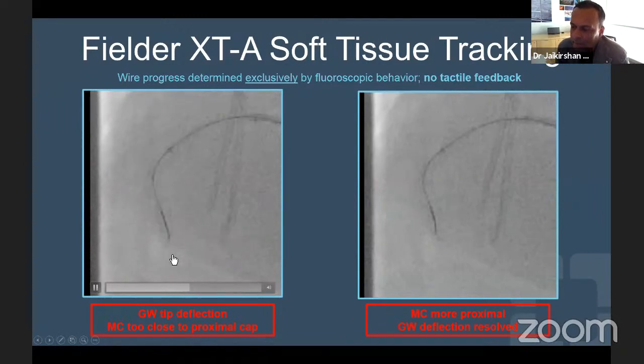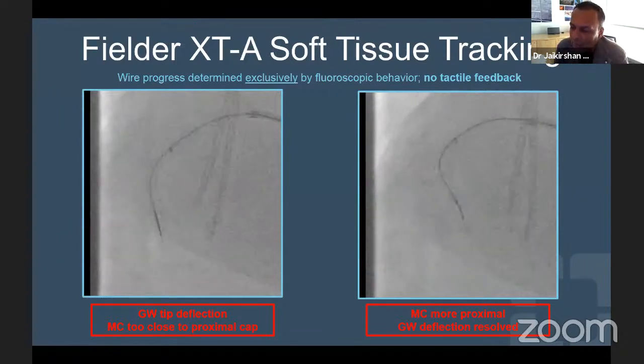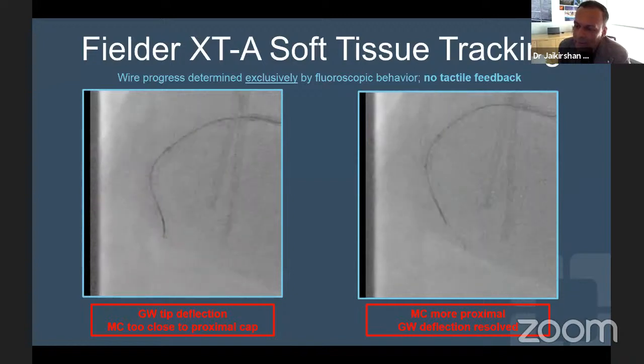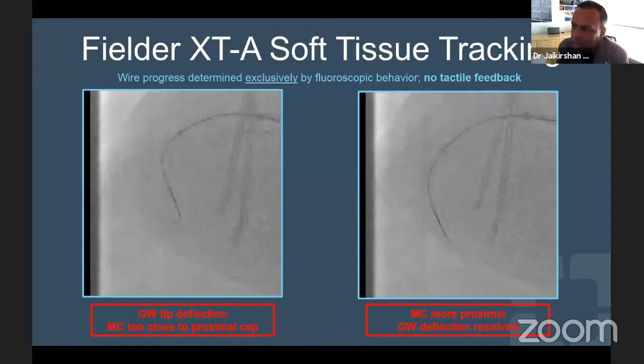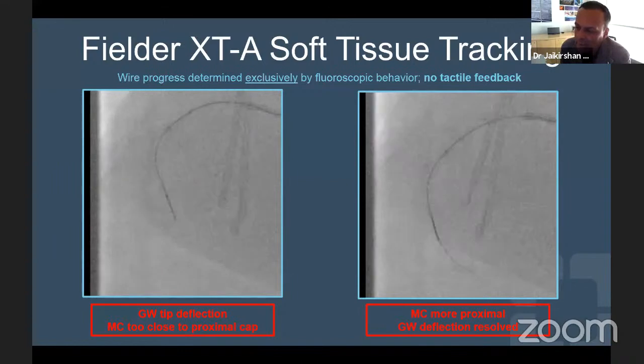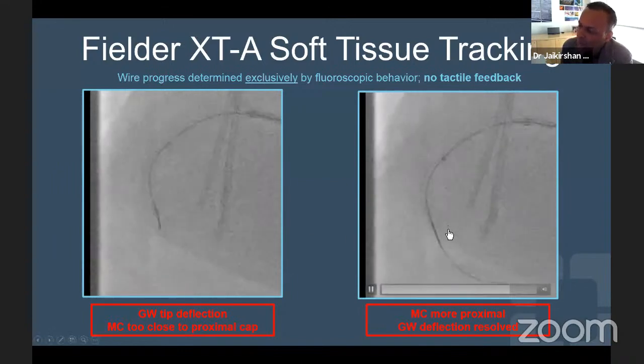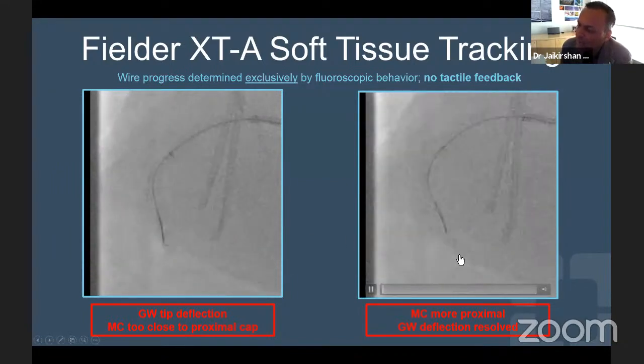If you see the wire buckling, that is a deflection point where the wire is not finding a path. So you cannot really make this wire do anything once it deflects. You have to change what's happening. You can't feel what's happening. You have to just see it on fluoroscopy. All we did is we moved the microcatheter back a little more proximally, and then we re-advanced.